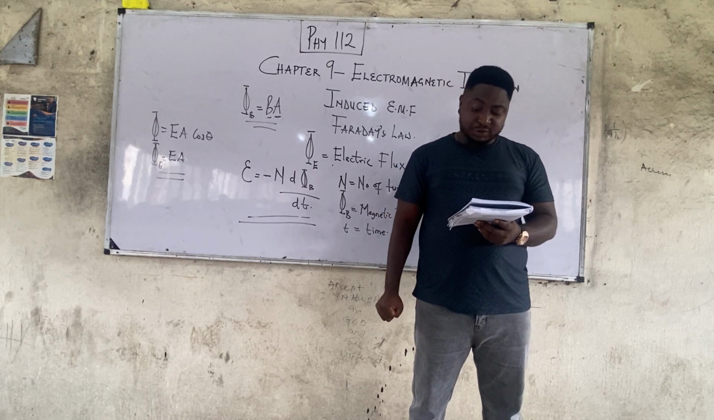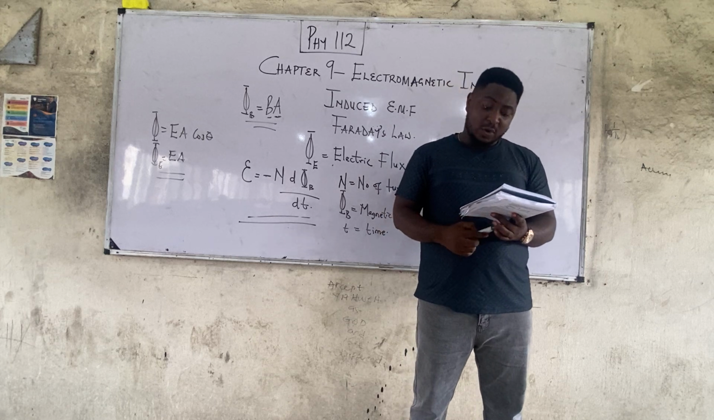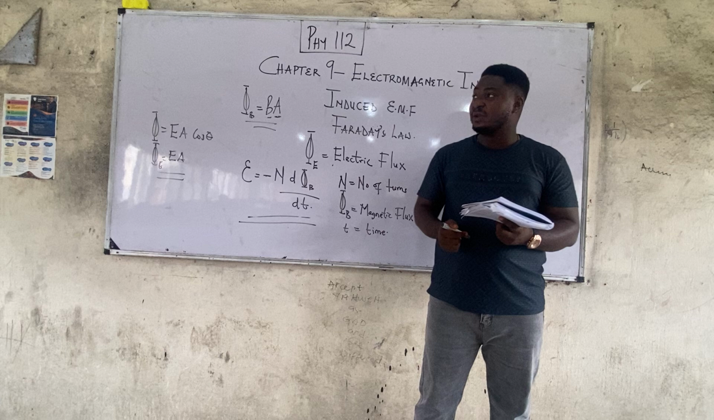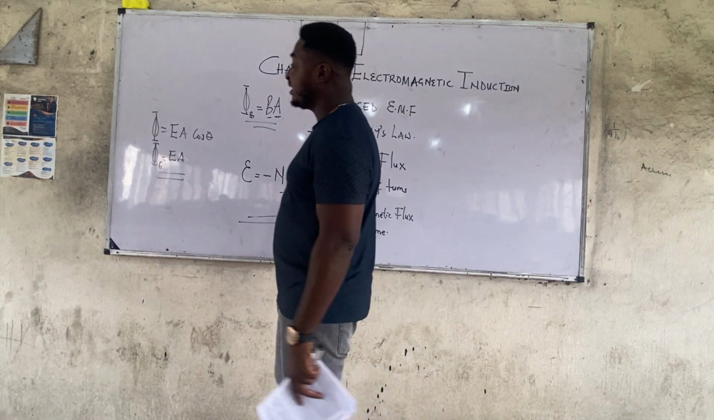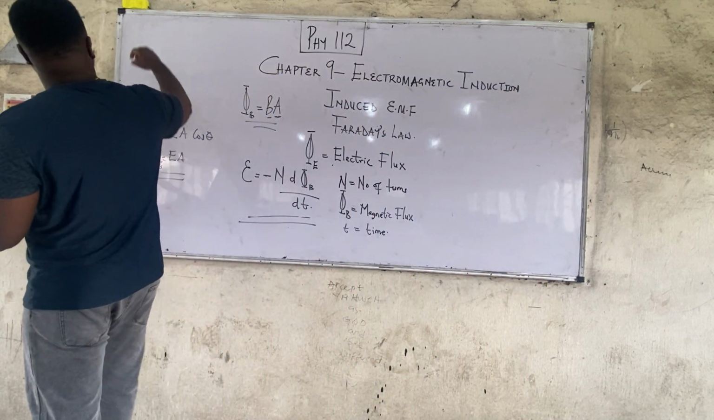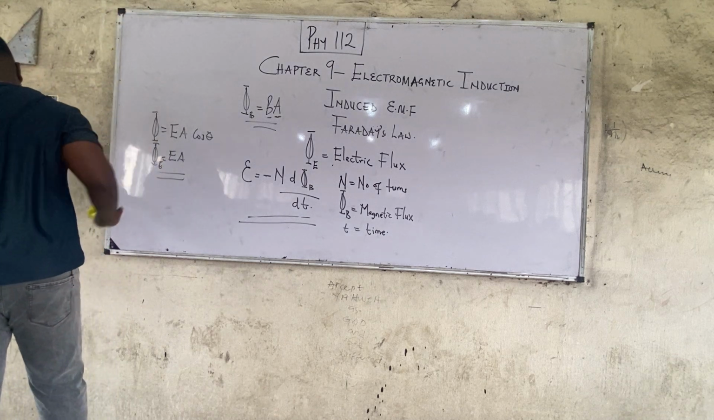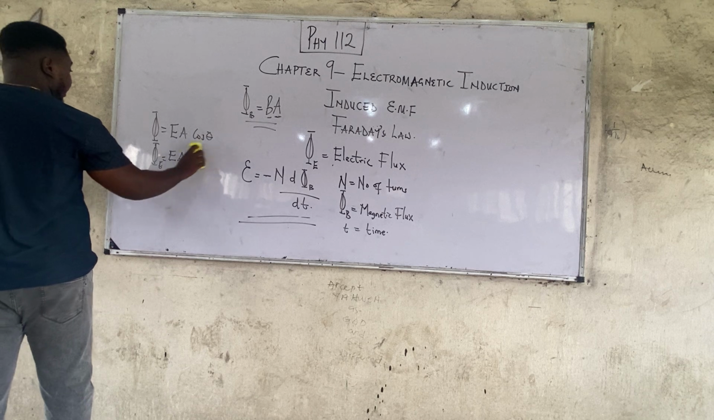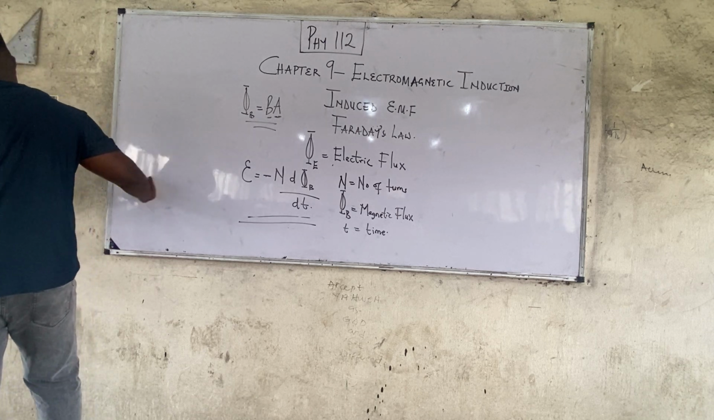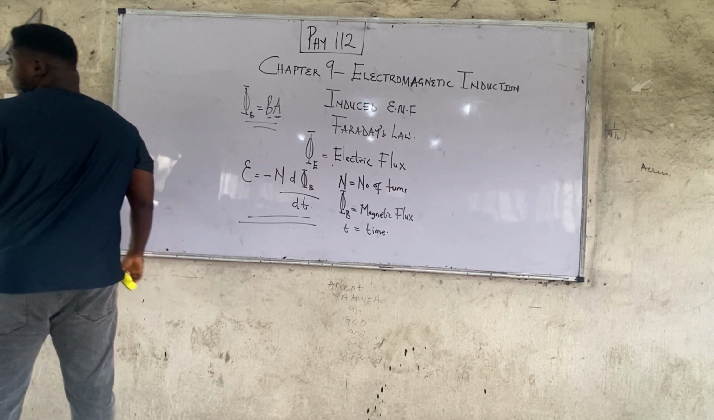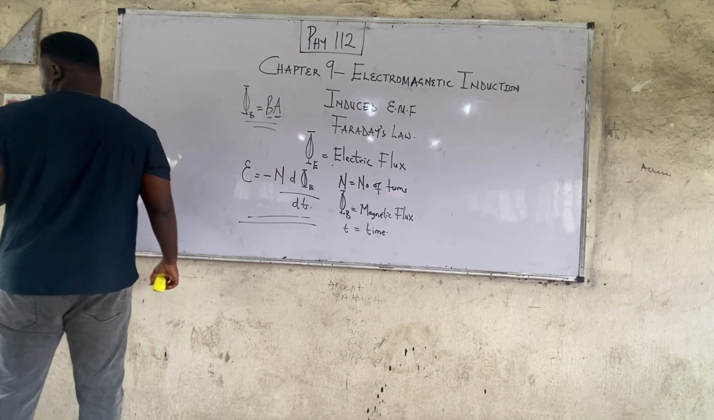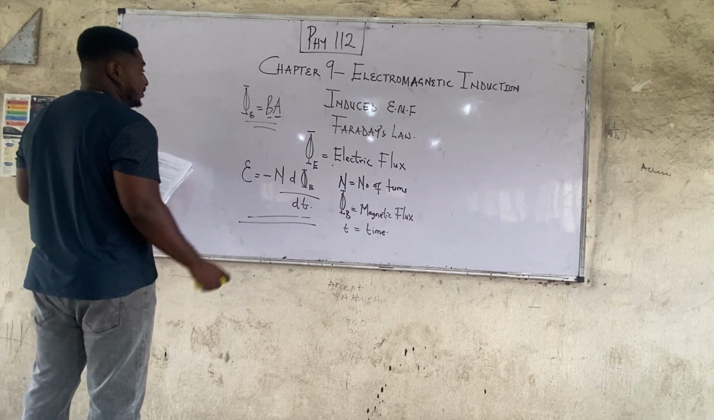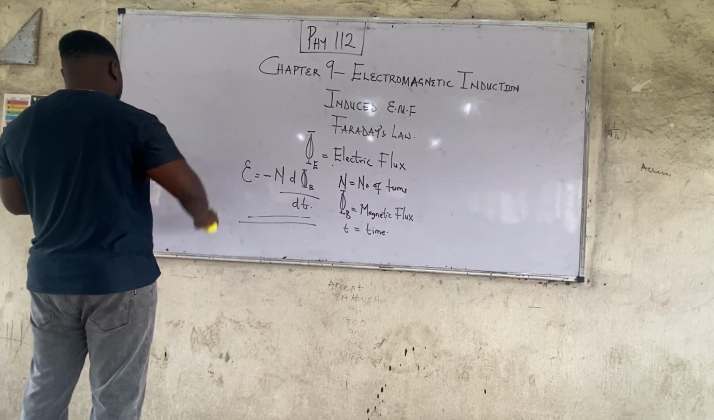One, changing the angle between the direction of the magnetic field B and the plane of the coil. Changing the what? Angle between the what? Direction of the magnetic field B and the plane of the what? Coil.